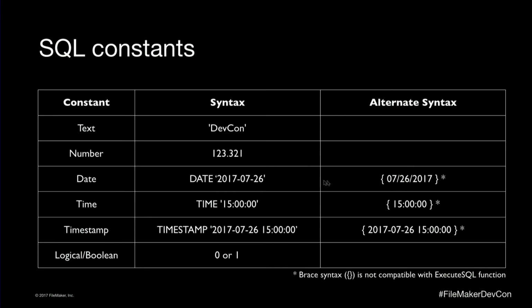year-month-day. There's an alternate syntax you can use with these curly brackets. If you're using ODBC, these don't work with the execute SQL function inside of FileMaker, but they do work with ODBC connections. Time works similarly. You want to use a 24-hour time. And timestamps combine the date and the time together, and a logical or Boolean value is just a 0, 1.